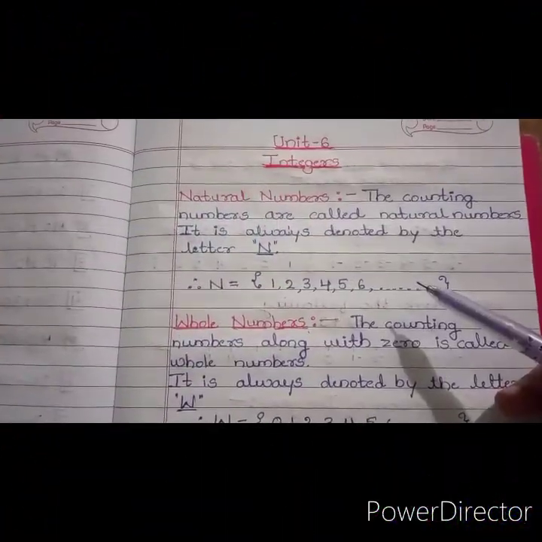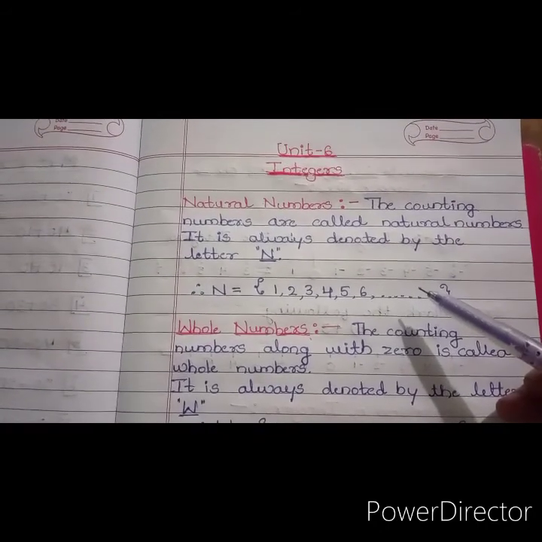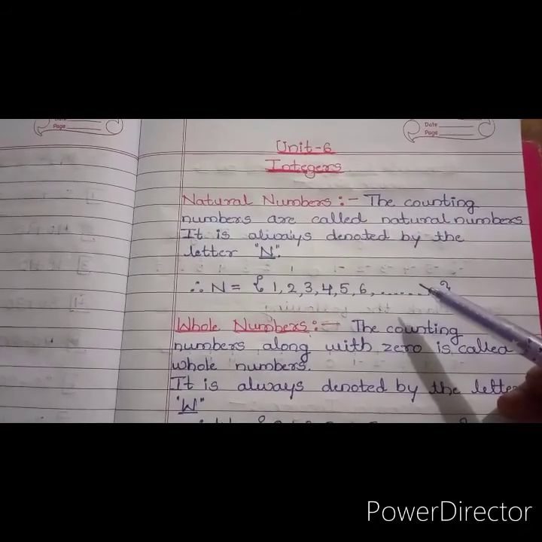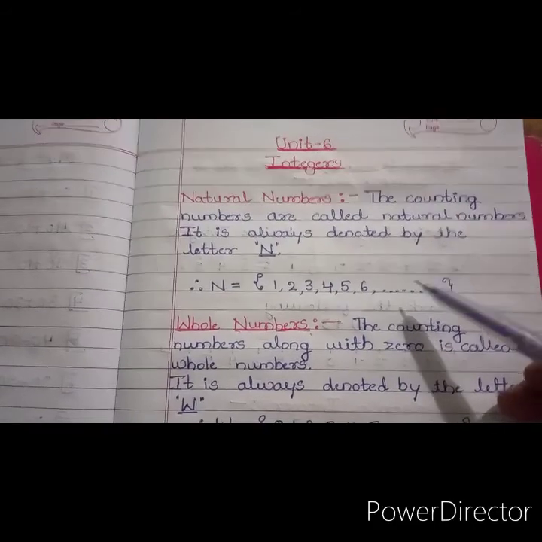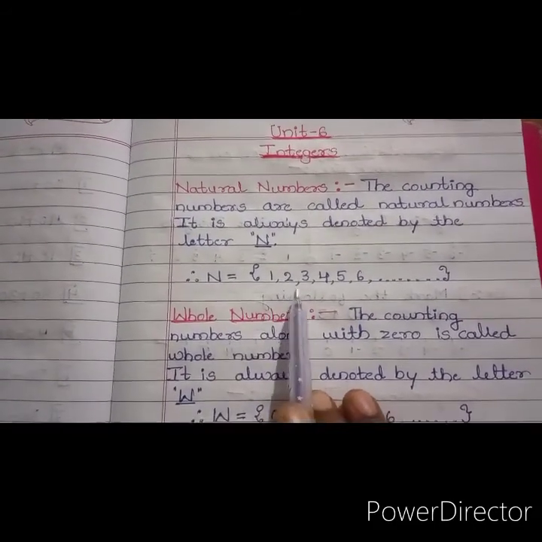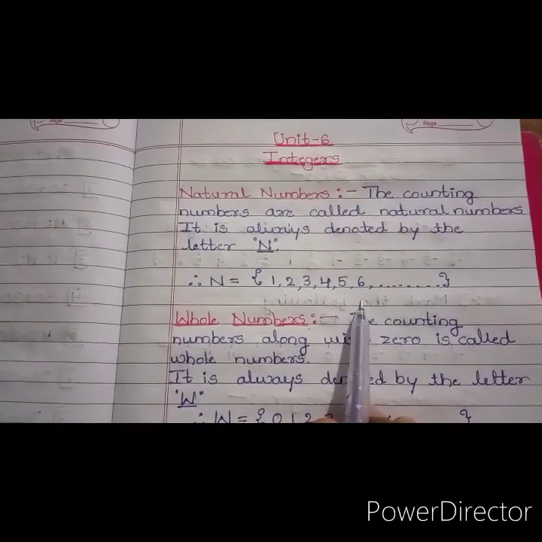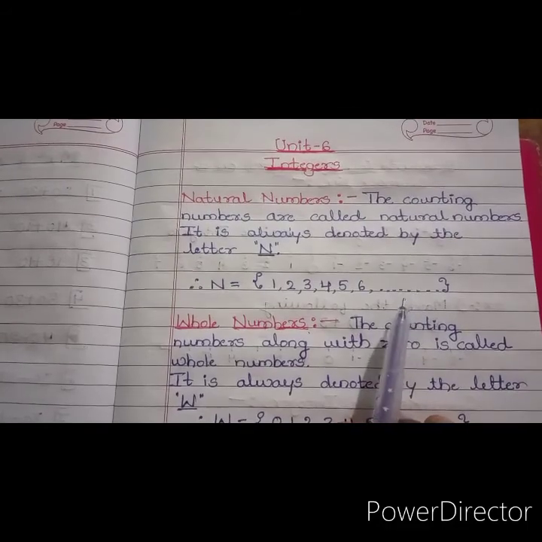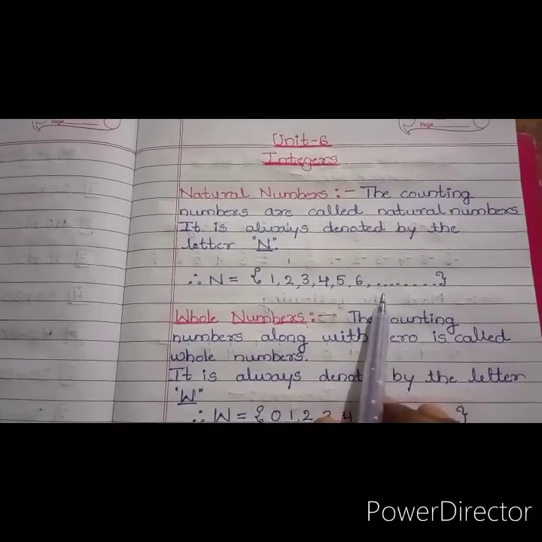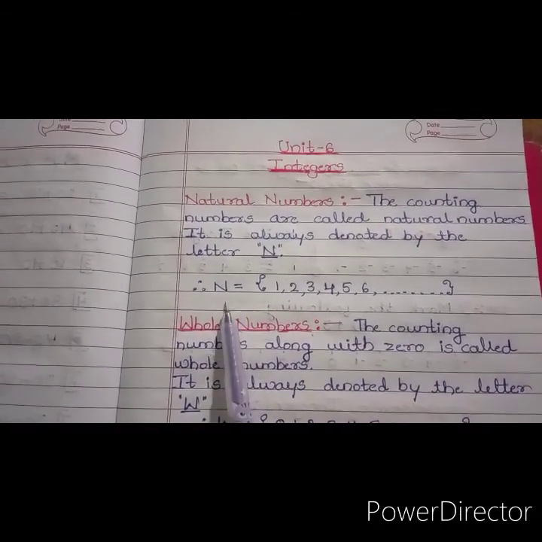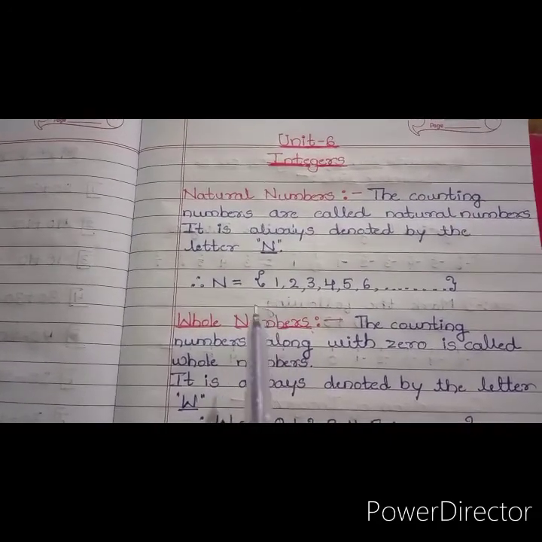So first we have to learn natural numbers. What do you mean by natural numbers? The counting numbers are called natural numbers. It is always denoted by the letter capital N. So N equals 1, 2, 3, 4, 5, 6. These numbers we are using for counting, so these numbers are called natural numbers. After 6 there are dots and so on, that means it is continued. So the counting numbers are called natural numbers and always denoted by the letter capital N.